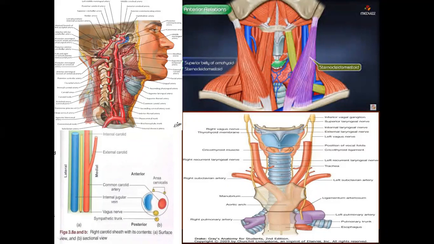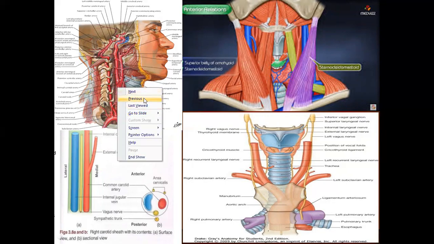So these are the posterior relations, like the transverse processes of the cervical vertebrae, vertebral artery, the prevertebral muscles, and the sympathetic trunk. And the lateral relations: this is the common carotid artery, this is the external carotid, this is the internal carotid. This is the vagus nerve, and this is the internal jugular vein. So the vagus nerve and internal jugular vein are the lateral relations.